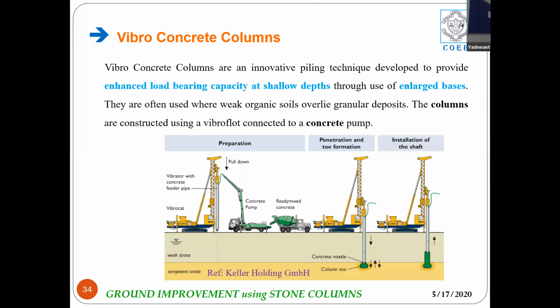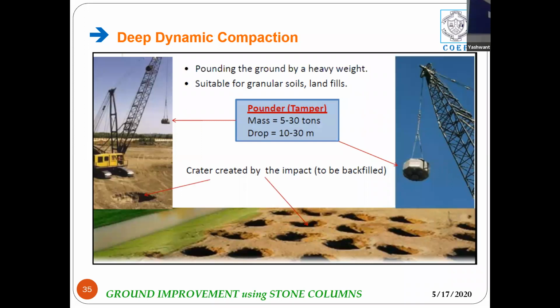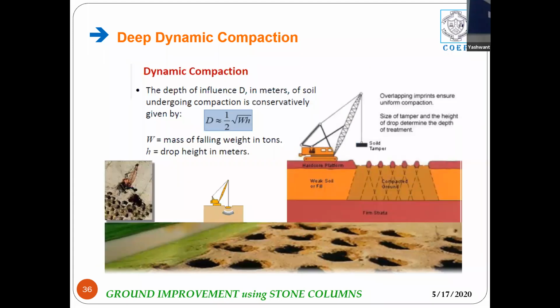In case of deep dynamic compaction, tampers of weights ranging from 5 to 30 tons and with a drop of 10 to 30 meters are provided, and proper overlap has to be taken care of accordingly. The design regarding the spacing of the locations where the tamper should fall has to be provided. So here we can see in the right hand side figure the overlap because of the impact energy to the soil below. So this overlap has to be proper so that the effect will be maximum.